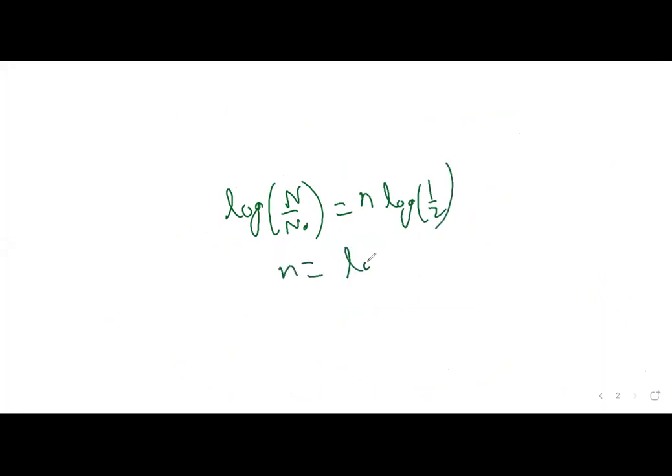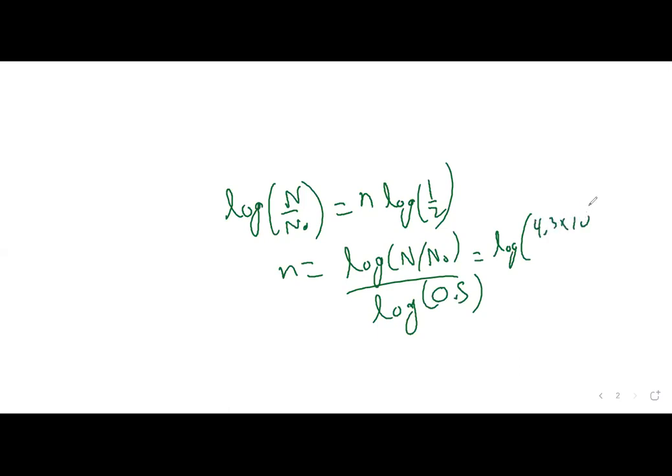There. Okay, so we have log N over N0 is equal to n log 1/2. So n is equal to log N over N0, again just doing algebra, divided by log 0.5. And we determine what N0 and N are, so that's going to get plugged in. So it's going to be log 4.3 times 10 to the 11 atoms, divided by 2.86 times 10 to the 12 atoms, divided by log of 0.5.